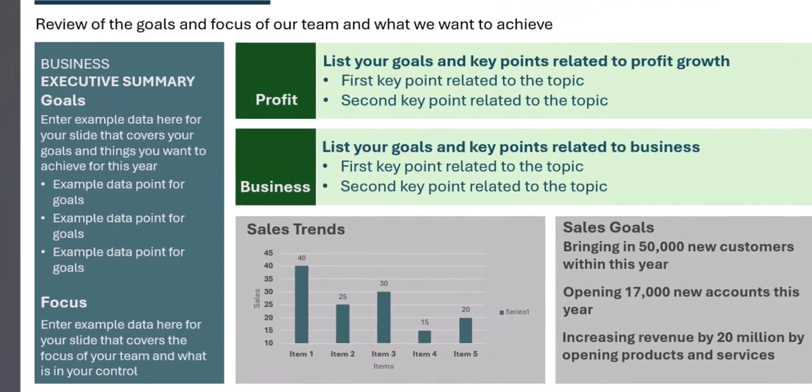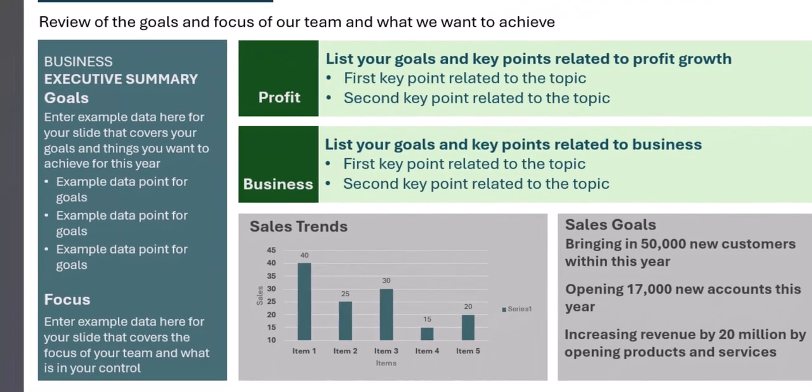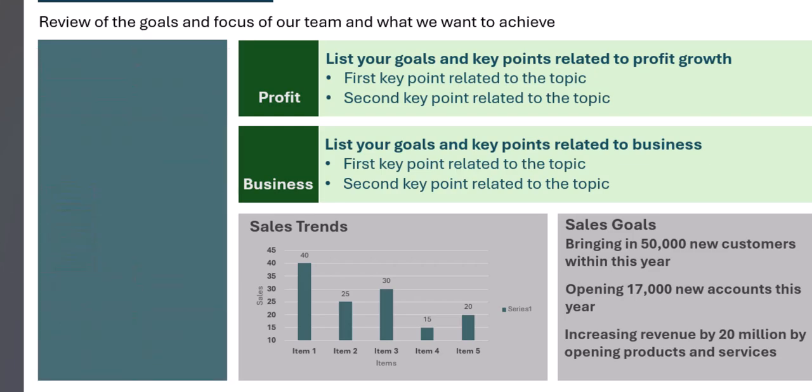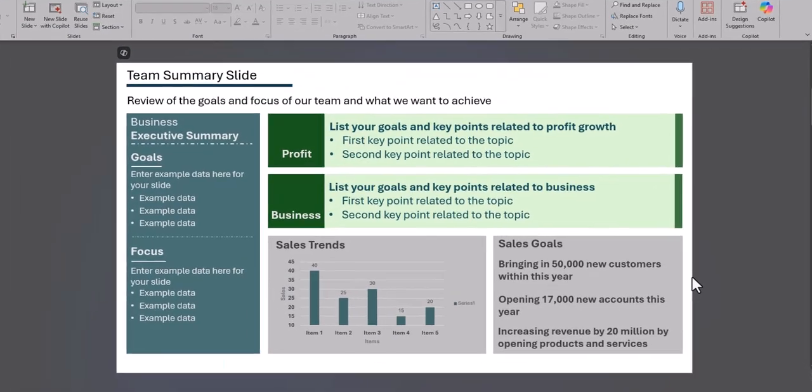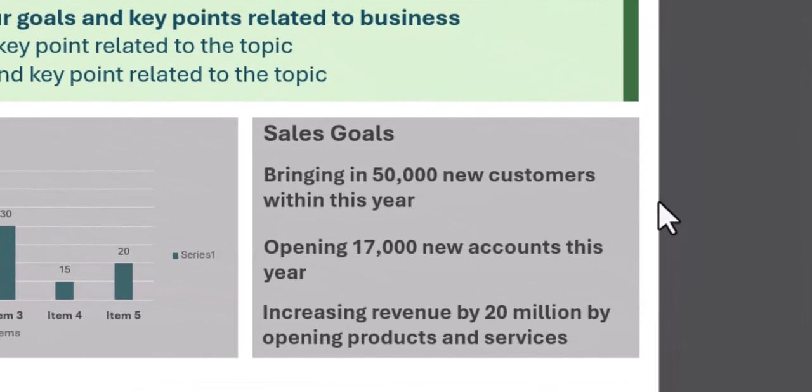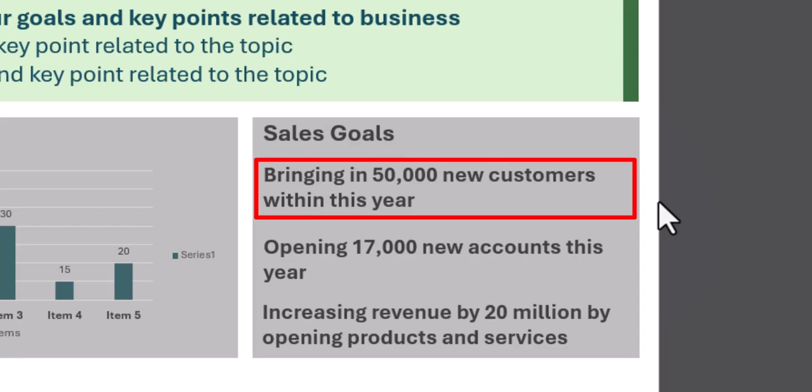You'll notice in the executive summary, I have the same issue here where I have one word wrapping onto the next line. Deleting this text, I'll replace it with something much cleaner. Now let's shift our focus to the sales goals in the bottom right. And what we've done is highlight the amount of new customers, 50,000, that we want to bring in this year by writing out a full sentence.